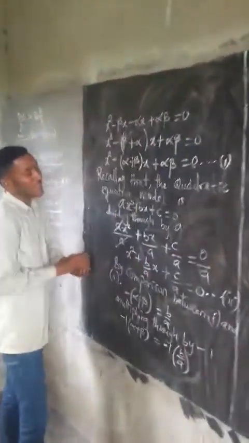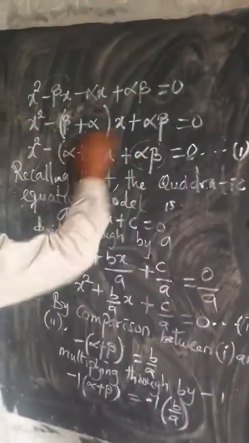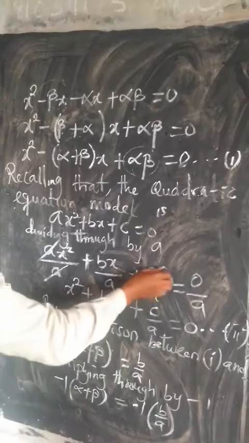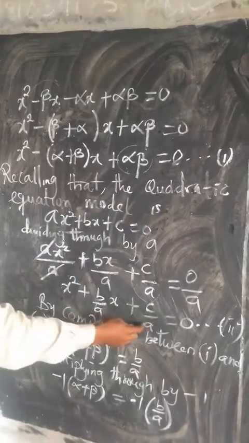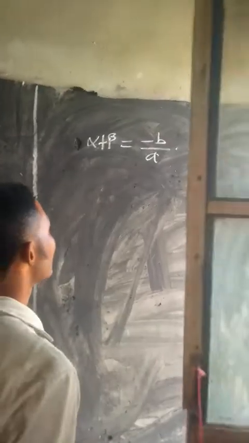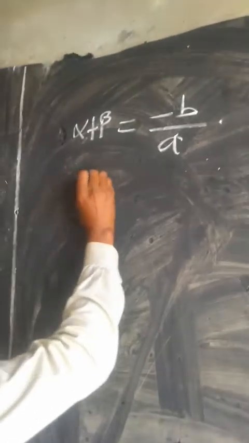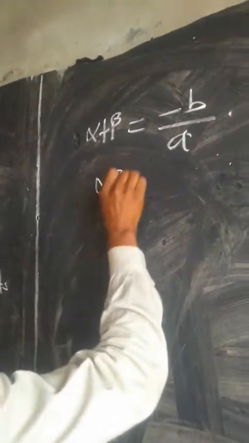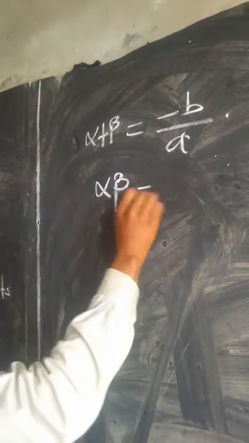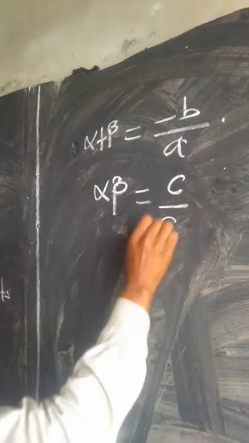Now, we go back to the two equations again. We would actually see that the constants in equation 1 can be equated to the constants in equation 2, since the equations are similar. Hence, we have alpha beta equal to c over a.